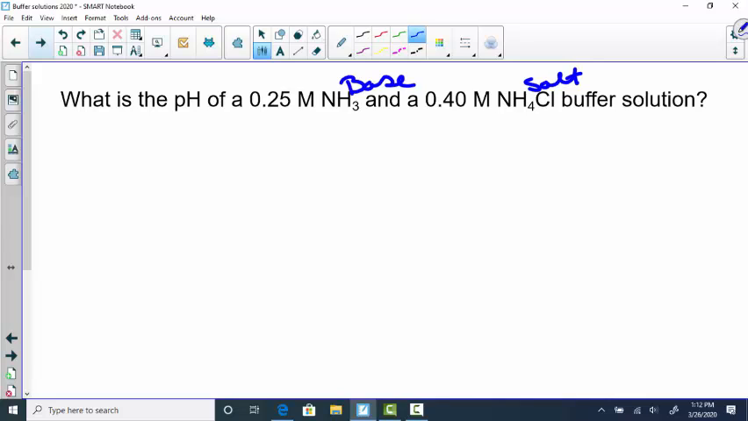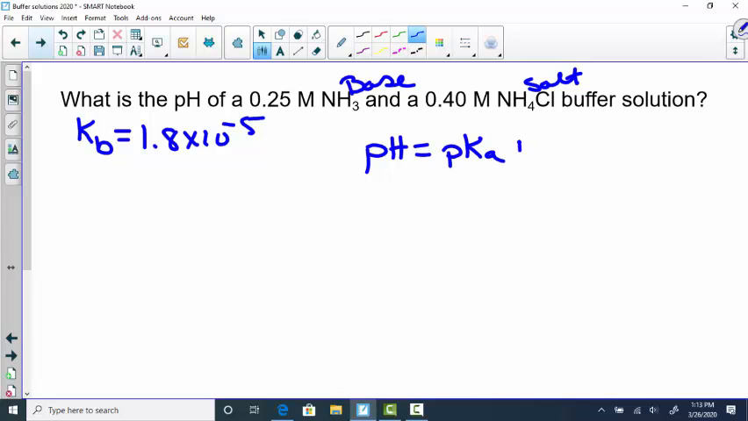Okay? And I did not give you the Kb. So, sorry, I meant to give you the Kb. The Kb of this is 1.8 times 10 to the minus 5th. And I know, by the way, that that number looks familiar because it's also the Ka of acetic acid. Coincidence. Okay, but I want to use the Henderson-Hasselbalch equation, so I want to use pH is pKa plus the log of the base over the acid. And as you start doing this more and more, that's actually what you'll probably write.